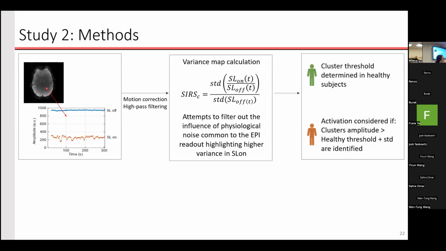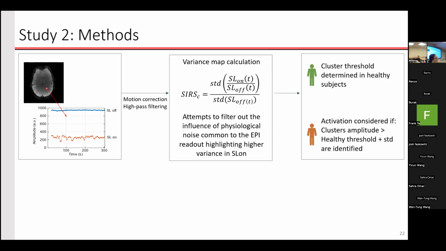And because we also don't know where to look, what we did was to analyze what's the highest signal for each of the groups that we are analyzing. So we did a cluster analysis and we determined a cluster threshold for the healthy subjects. So that's the mean of the highest threshold exceeding 5 voxels for all of the healthy volunteers. That's the healthy threshold. And we look at any activation in the patient group that exceeded the healthy threshold plus 1 standard deviation.